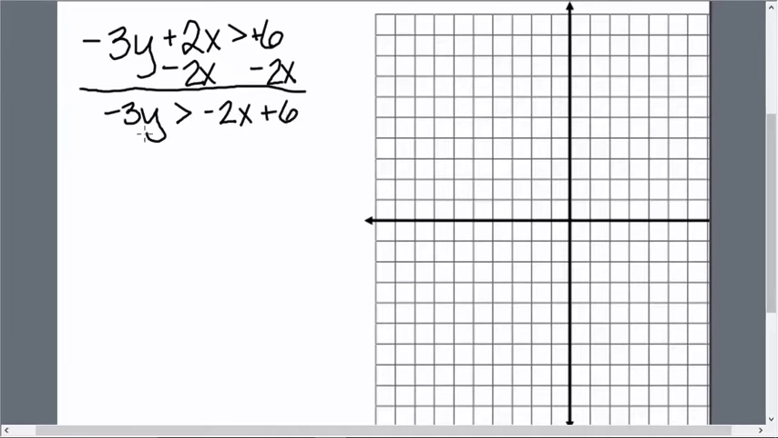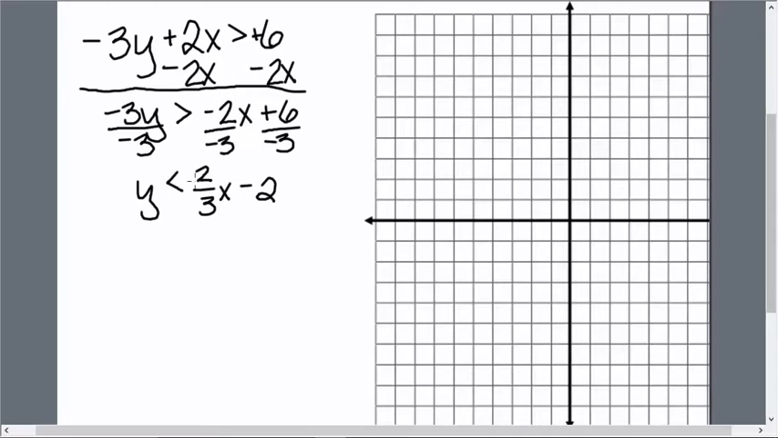And now I need to get y by itself. I'm going to divide by negative 3, divide by negative 3, divide by negative 3. And so I'm going to get y, and this does change the sign. I divided by a negative number. That means this sign is going to flip direction. A negative over a negative is a positive, but it doesn't get any prettier than that. So 2/3 x, and a positive divided by a negative is negative, so this is negative 2.